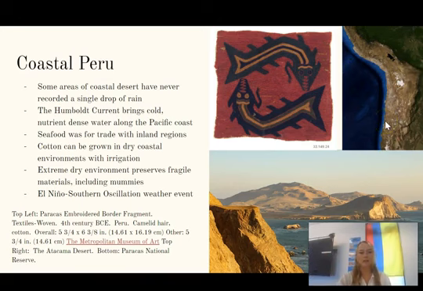But some of these areas of coastal desert have actually never recorded a single drop of rain. It's just incredibly dry. The Humboldt Current is a current that goes along the west coast of the Americas. We get it along the Pacific coast here in California as well. It's one of the reasons why our ocean is so much colder than the Atlantic.